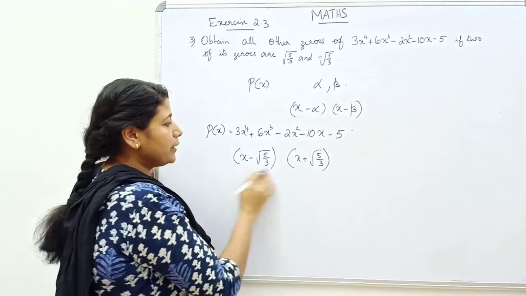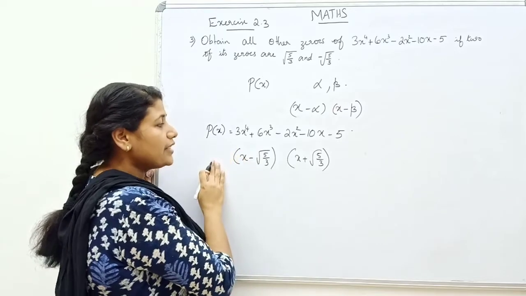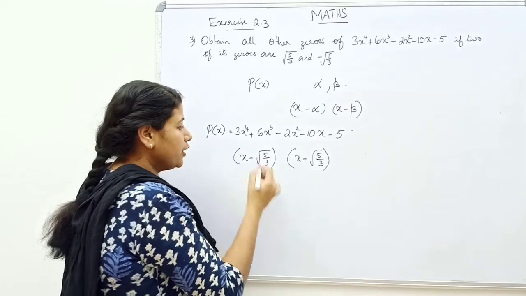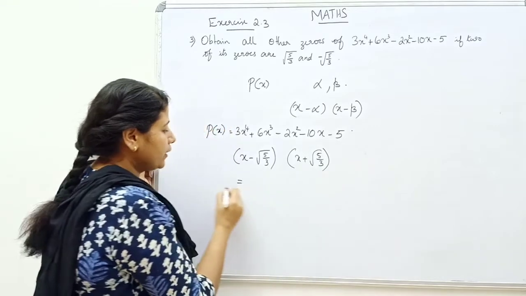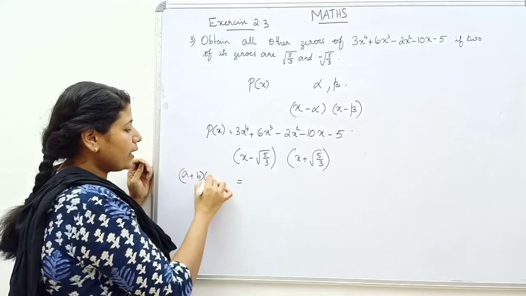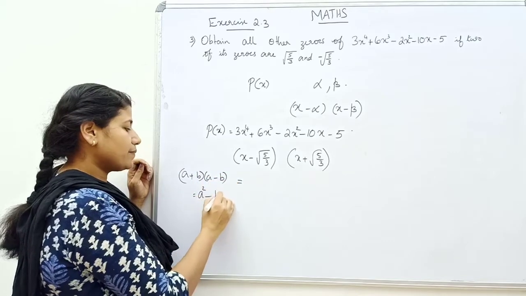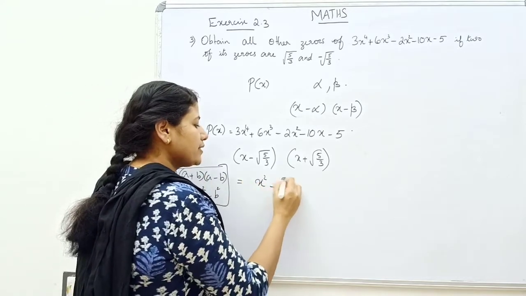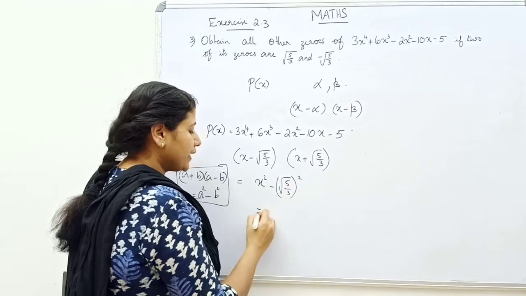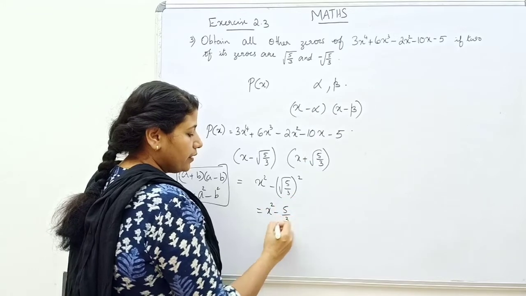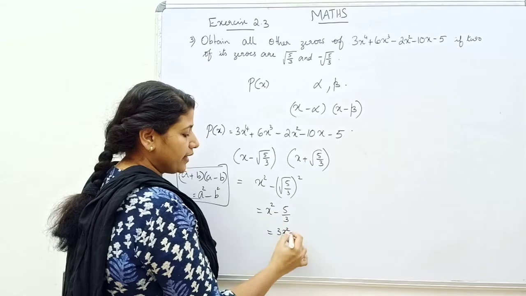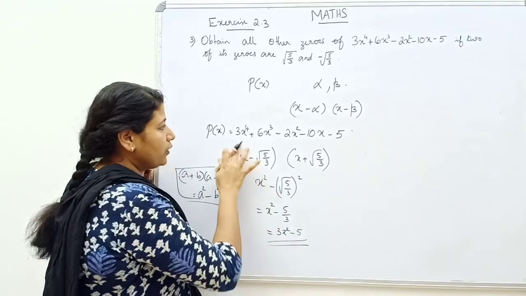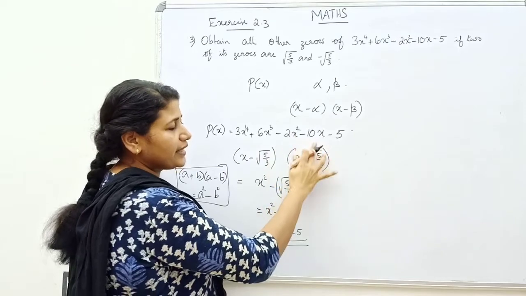If these two polynomials are the factors of p of x, surely the product must be a factor of this polynomial. This is of the form a plus b into a minus b. You have studied the identity: a plus b into a minus b is a square minus b square. So here also we can write x square minus root 5 by 3 whole square, so you will get x square minus 5 by 3. Otherwise, cross multiplying, 3x square minus 5 is a factor of 3x raised to 4 plus 6x cubed minus 2x square minus 10x minus 5.